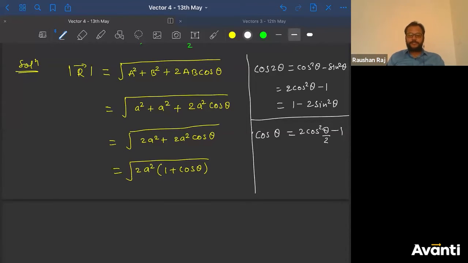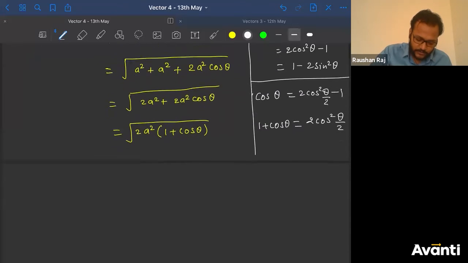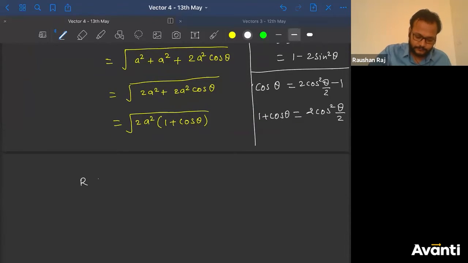So what is cos theta? Cos theta can be written as 2 cos square theta by 2 minus 1. If I take 1 to the left hand side, 1 plus cos theta can be written as 2 cos square theta by 2. So I'll use the same thing and write modulus R is equal to square root of 2a square into 2 cos square theta by 2.